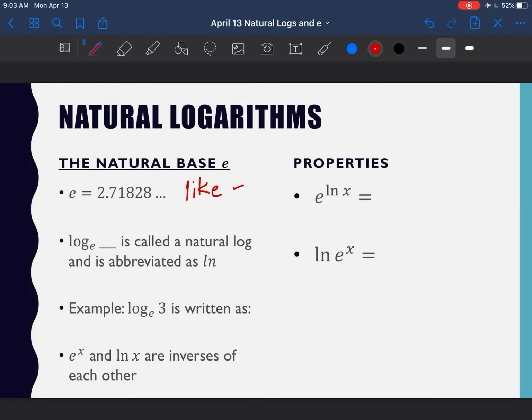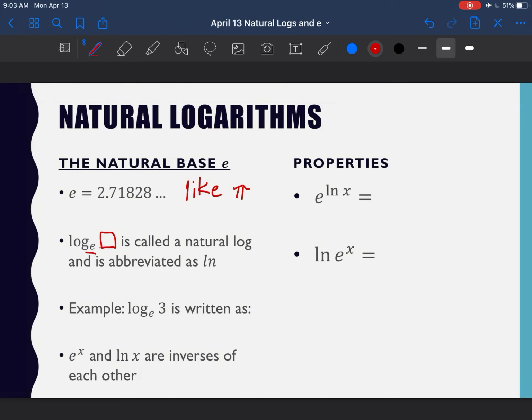So pi is 3.14, blah, blah, blah. So think of e in that same way. e is 2.7, and you just assume it's a number. It comes up in nature. That's the most I can say right now without going way too far in depth into this. So whenever you have a logarithm right here and you have a base e of whatever you have here, that's called a natural log. And we abbreviate a natural log as ln.